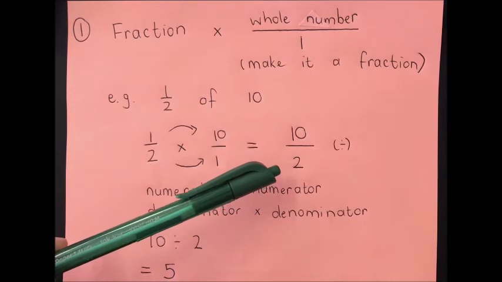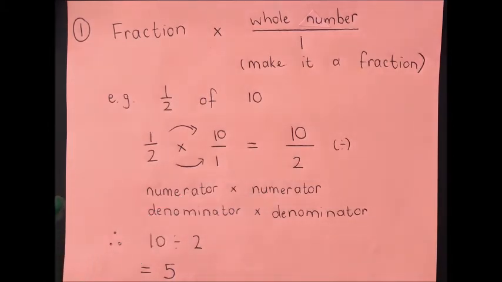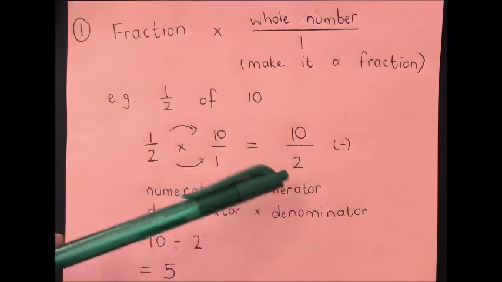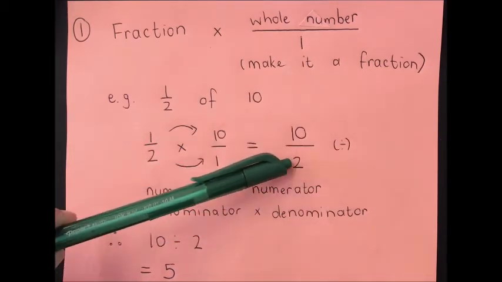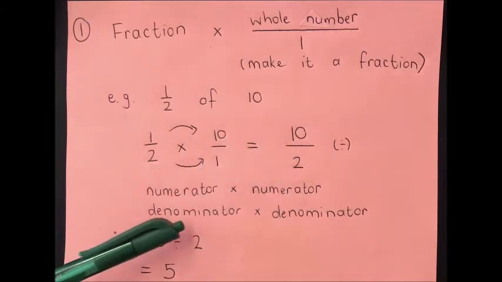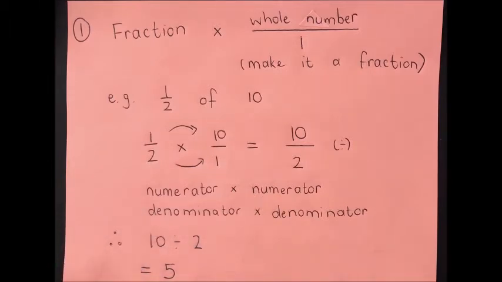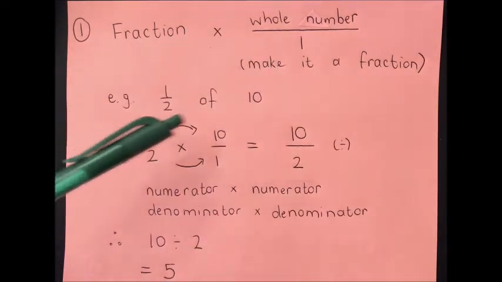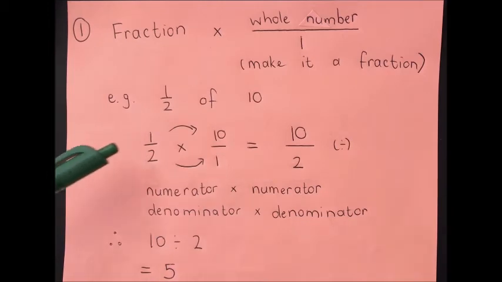Now we must just change that into a whole number. How do we do that? We divide. Because a fraction is only part of a whole, we must determine how many 2's can fit into 10. So we say 10 divided by 2, and our final answer is 5. Half of 10 is 5. That is method 1, making your whole number into a fraction and then simply multiplying top versus top and bottom versus bottom.